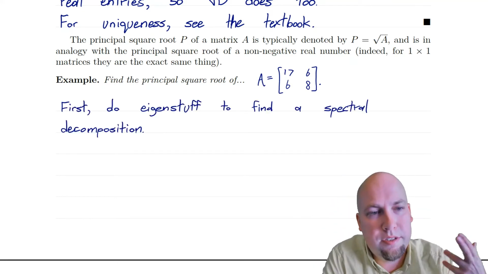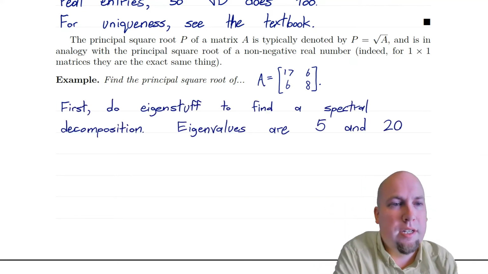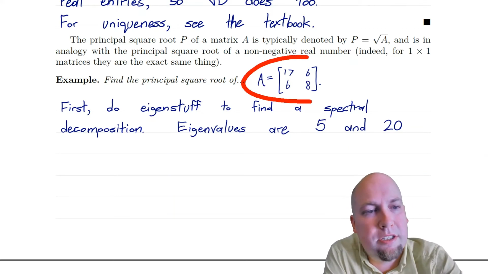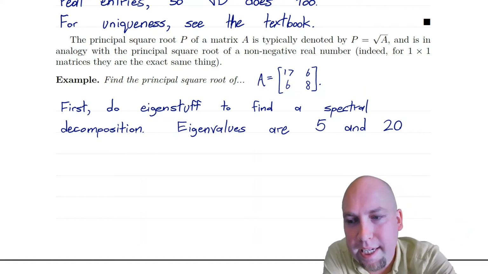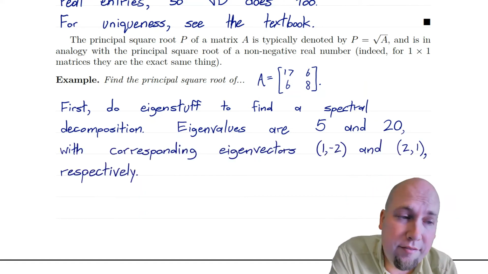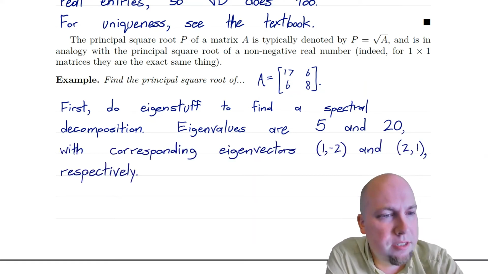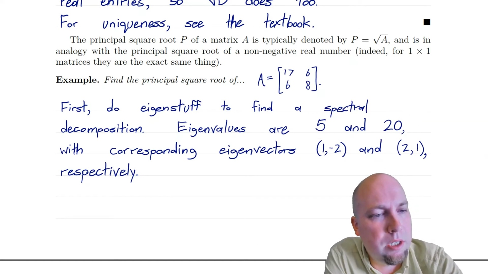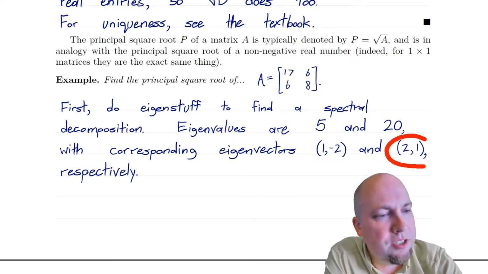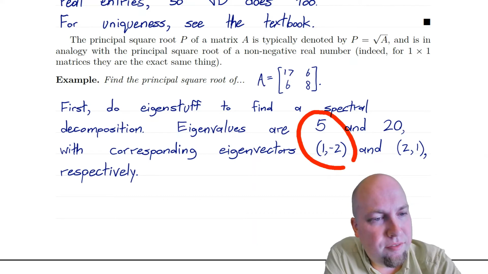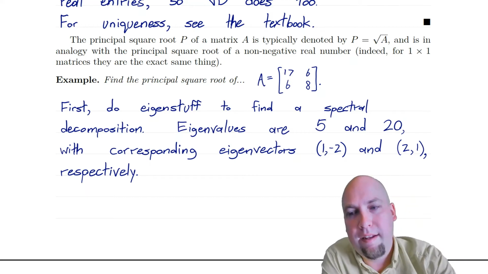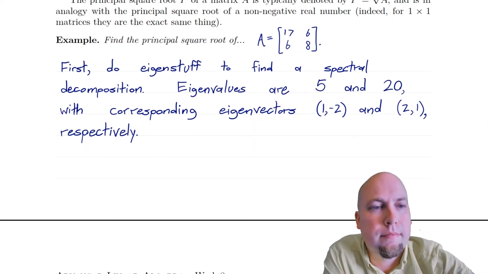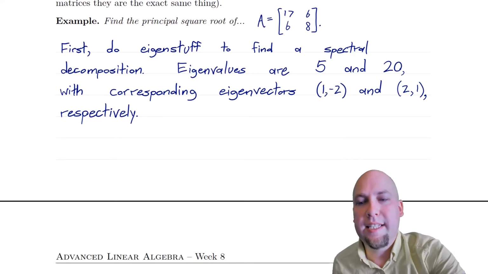So first, do eigenstuff. Find a spectral decomposition. You find the eigenvalues of this matrix. Turns out they're 5 and 20. I'm skipping over a calculation here. You know how to find eigenvalues, and you know how to find eigenvectors too. The corresponding eigenvectors to the eigenvalues 5 and 20 are (1, -2) and (2, 1), respectively. So 5 with (1, -2) is an eigenvalue-eigenvector pair, and 20 with (2, 1) is an eigenvalue-eigenvector pair as well. That's enough to get us the spectral decomposition.